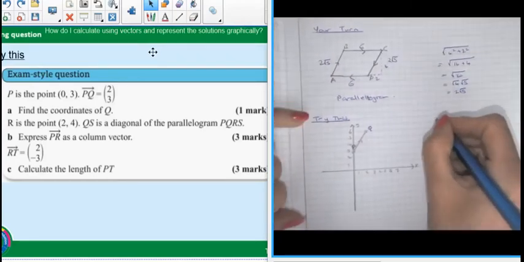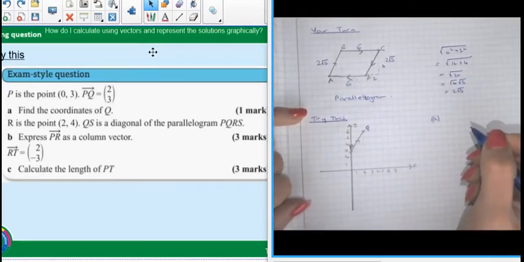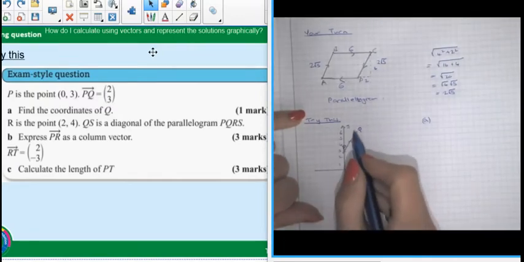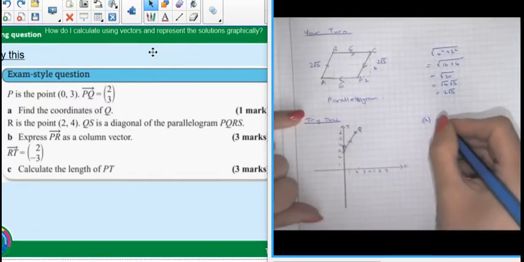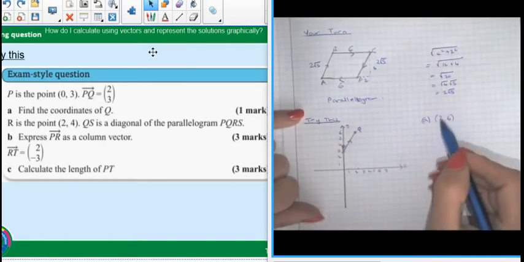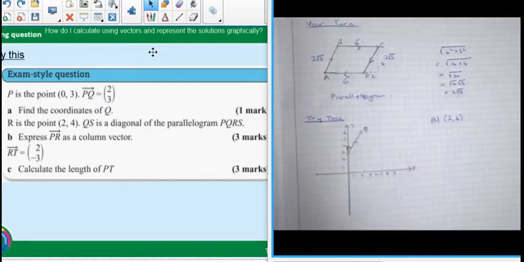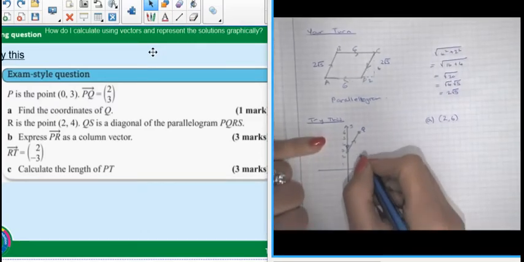First question, nice and easy. Find the coordinates of Q. So Q is (2, 6). Remember, we write coordinates differently to how we write vectors. R is the point (2, 4). Let's mark that on. 2 across, 4 up.